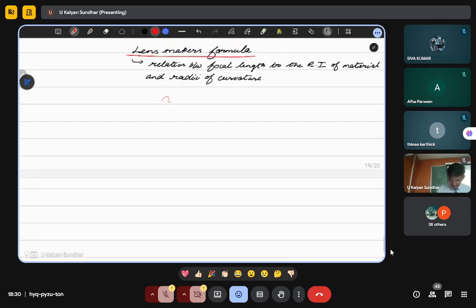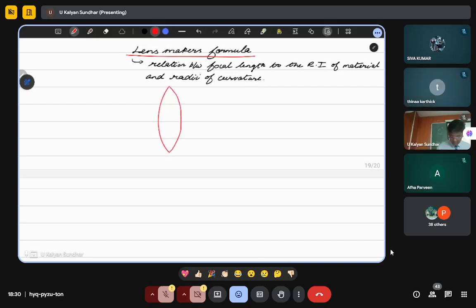So let me have a convex lens, right? And this is the principal axis, which is passing through the optical center. So here I'm just keeping an object. இது first refracting surface இருக்கும், இது second refracting surface இருக்கும், right?